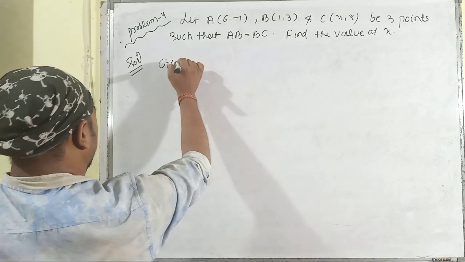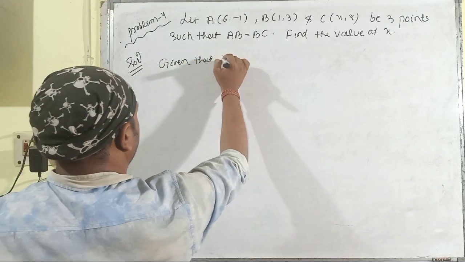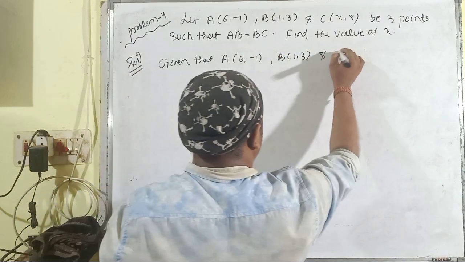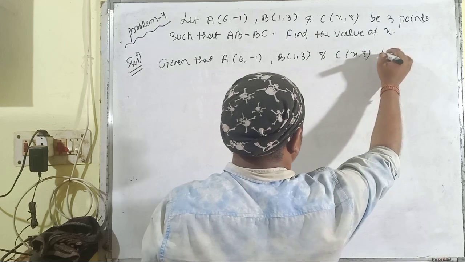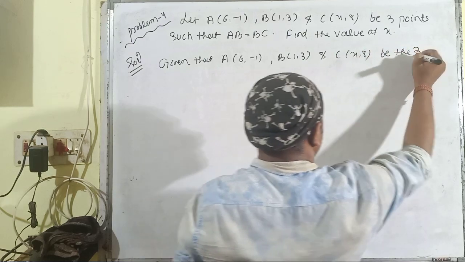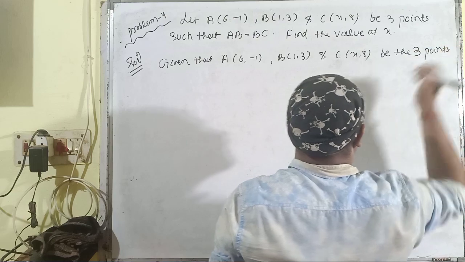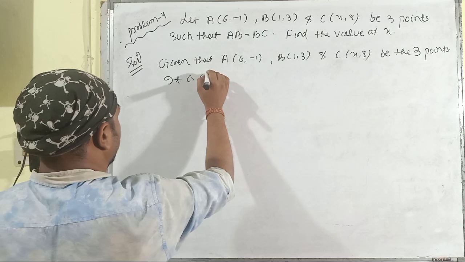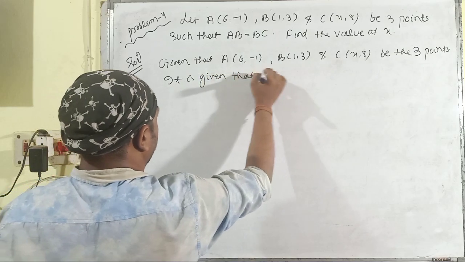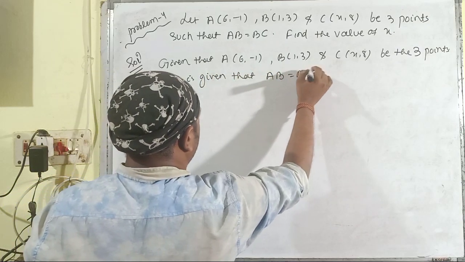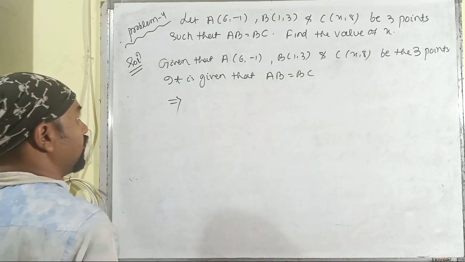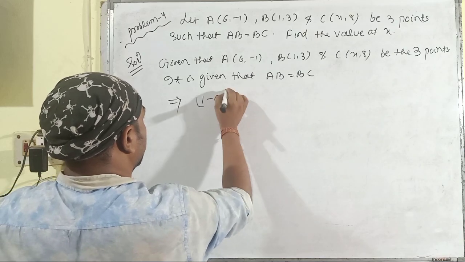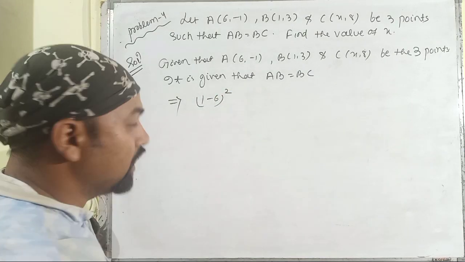Given that A(6, -1), B(1, 3) and C(x, 8) are the 3 points. It is given that AB is equal to BC. That implies AB is equal to, here by putting in the general distance formula.